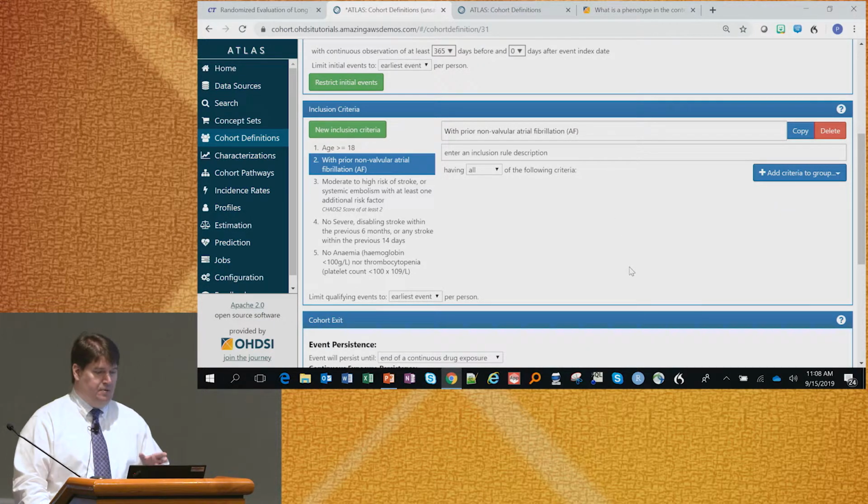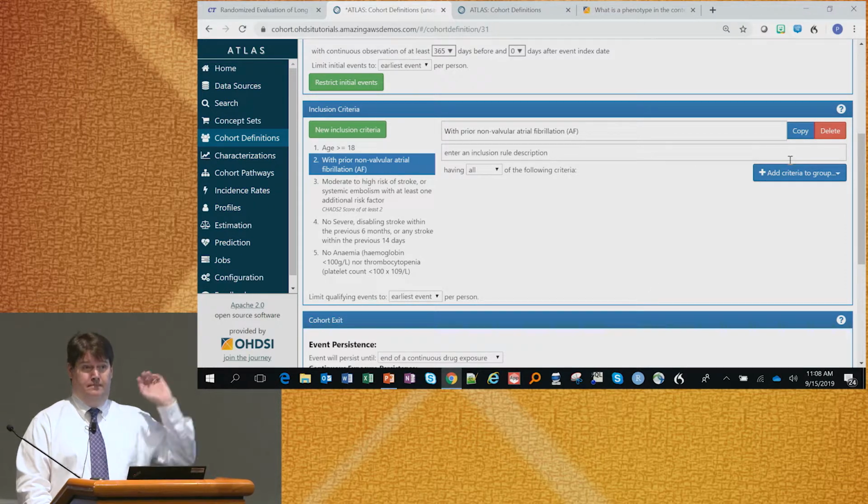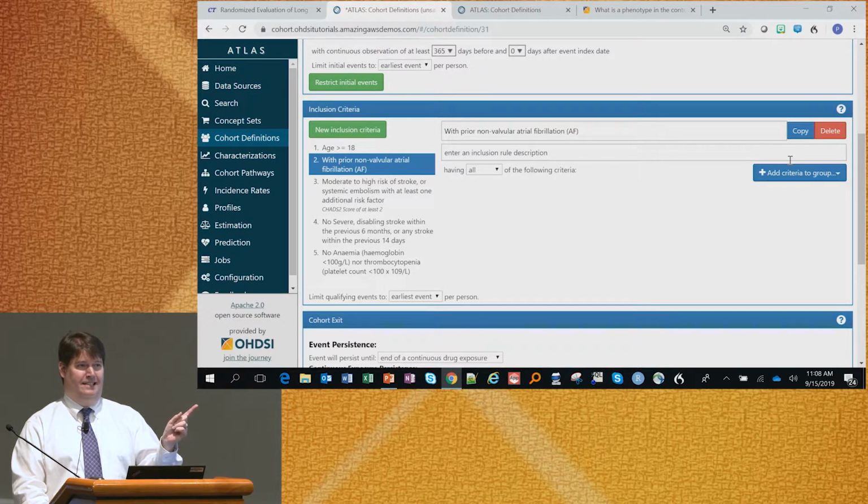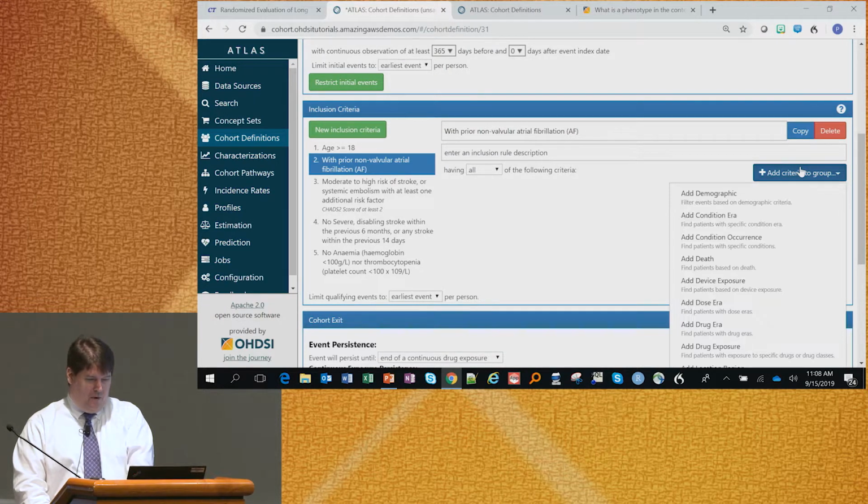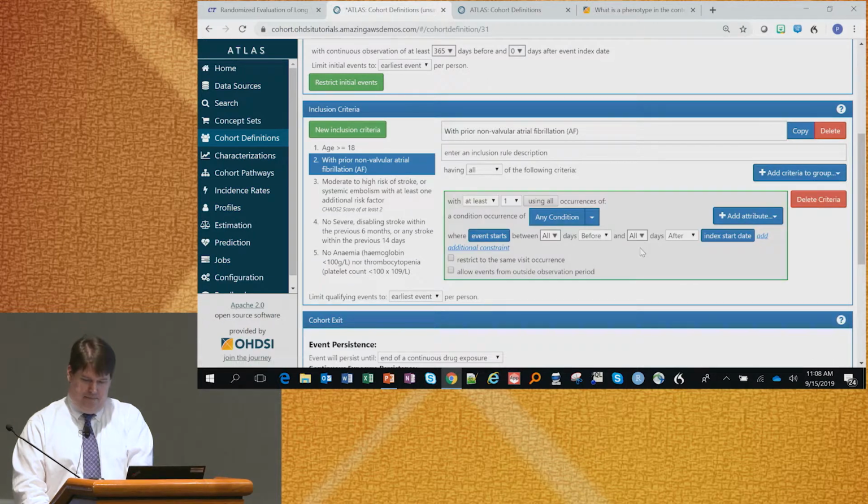Okay, so next we're going to say they had the AFib, right? So we're looking for people that had the exposure and they had this AFib event. So what we're going to do here is the AFib will come from, any guesses which domain? Anybody, real quick? Condition occurrence, right? So we're going to add a condition occurrence criteria.